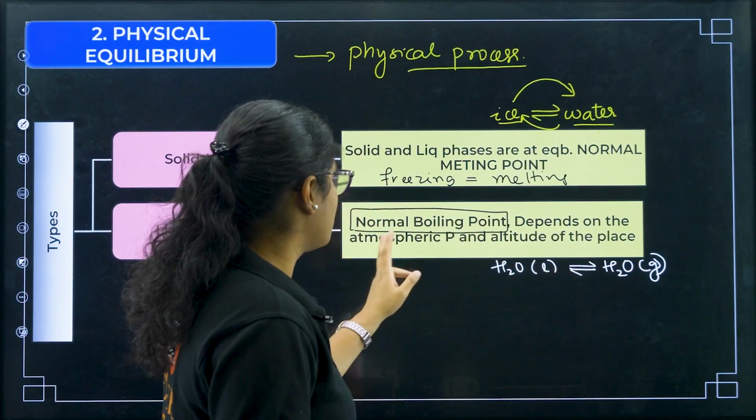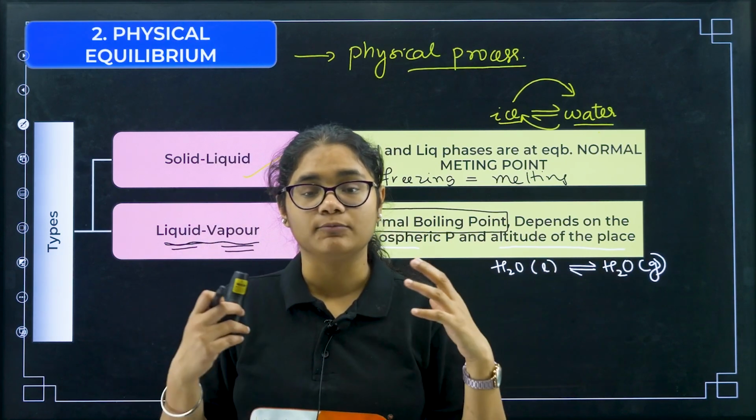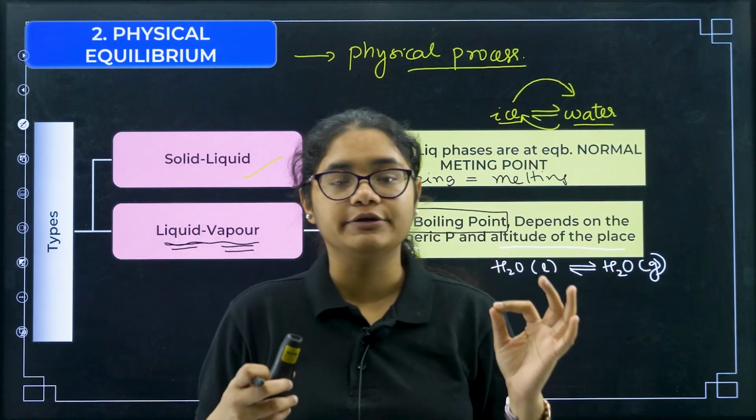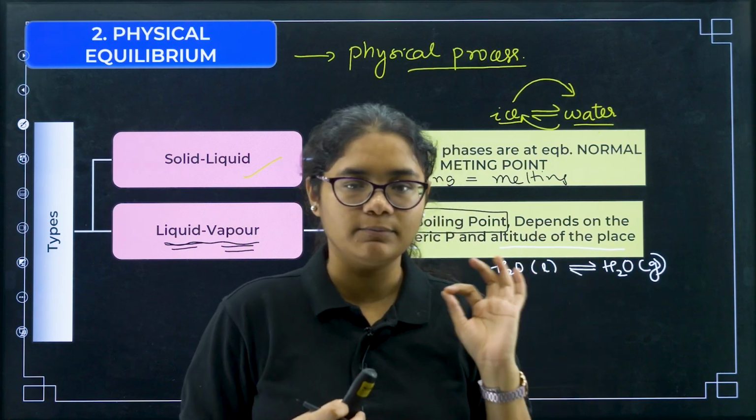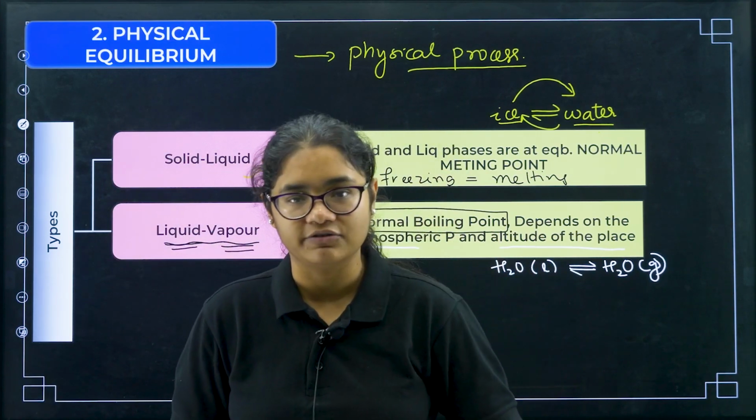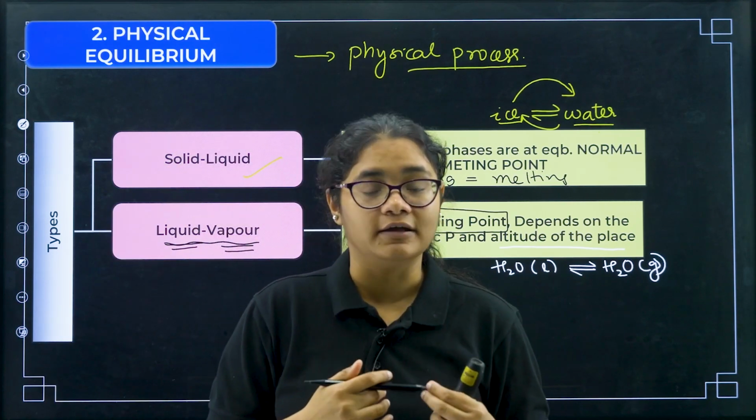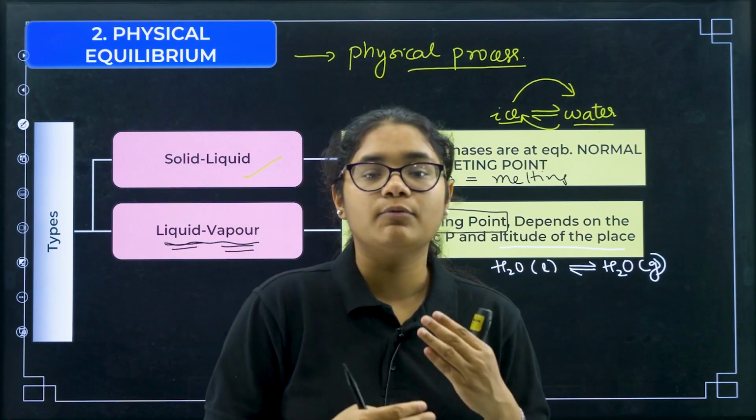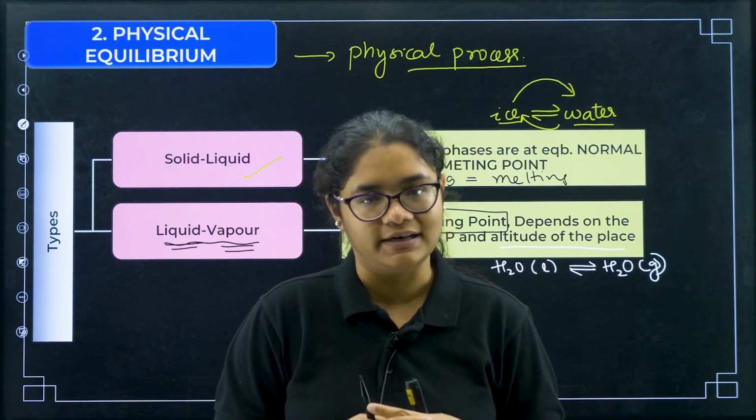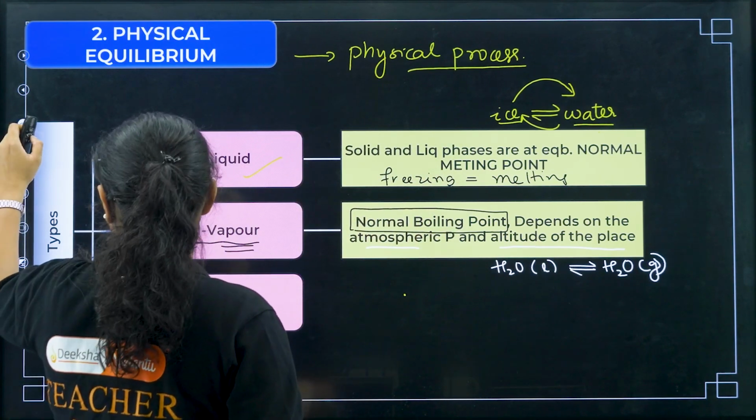Now it depends on the atmospheric pressure and altitude of the place. Boiling point is never constant, it is always dependent on the pressure and temperature. That is why you can see at higher altitude the boiling point is less, right? So the boiling point becomes less because the pressure is less. Clear? Fine. Next, coming to the third one, solid vapor equilibrium.